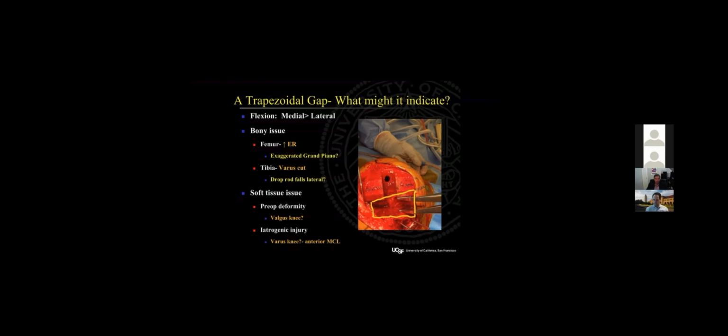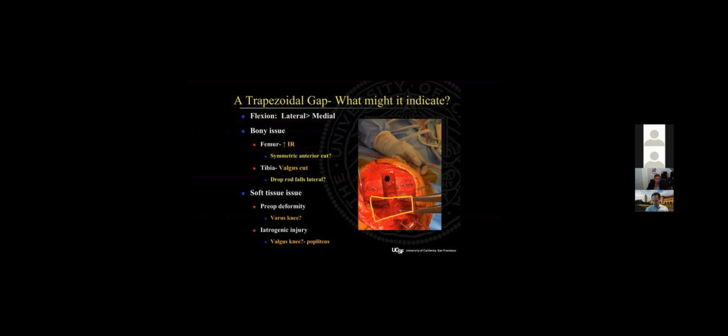Did you cut the tibia in varus, and do you see that the drop rod fell laterally? In terms of preoperative deformity, was this a valgus knee and something we might expect to see? If it was a varus knee and you saw this asymmetric flexion gap, then potentially the anterior MCL has been disrupted. The same line of thinking can be applied to a trapezoidal flexion gap with the lateral side larger than the medial.